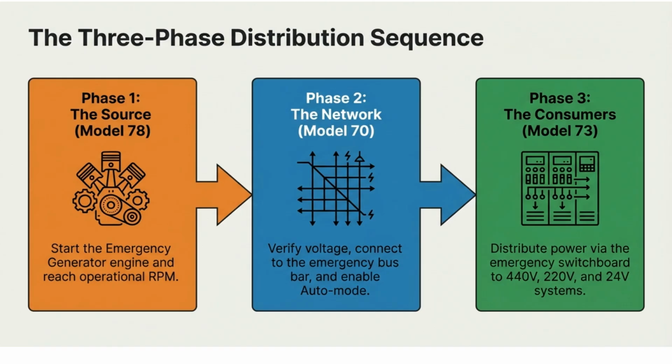The process follows a three-phase distribution sequence. Phase 1 is the source, model 78, which involves starting the generator and reaching operational RPM. Phase 2 is the network, model 70, where you verify voltage, connect to the busbar, and enable auto mode. Phase 3 is the consumers, model 73, distributing power via the emergency switchboard.